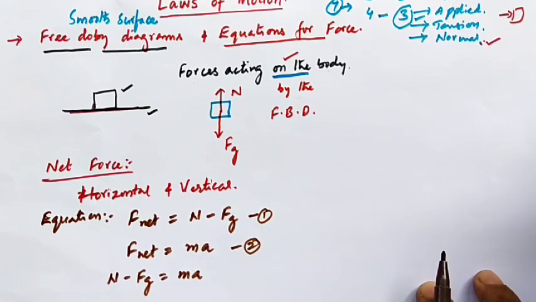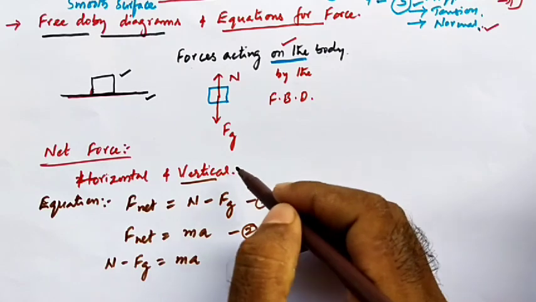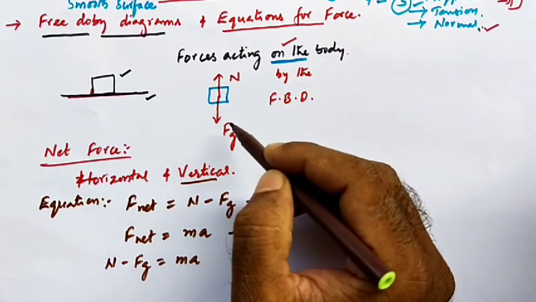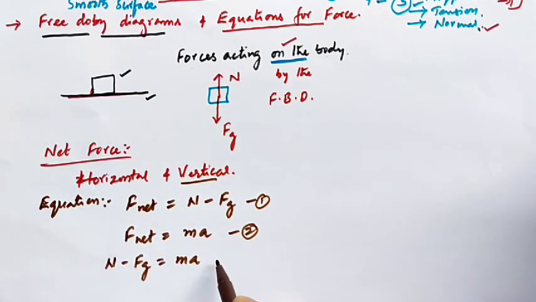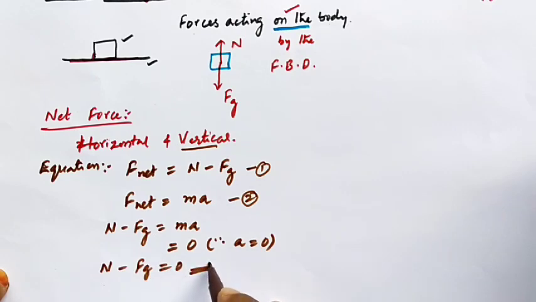Now tell me, is there any acceleration for the body along the vertical direction, either upward or downward? We are writing vertical forces. No, it is at rest, so the acceleration will be 0. What is the reason? Acceleration is 0 when the body is at rest or in uniform motion. Now from this I can write very simply, N minus Fg is equal to 0, so N is equal to Fg.